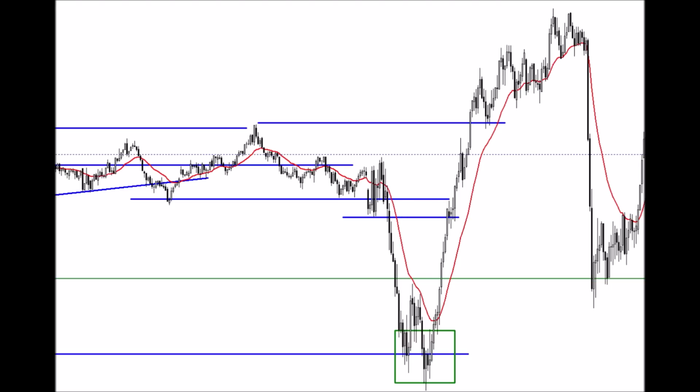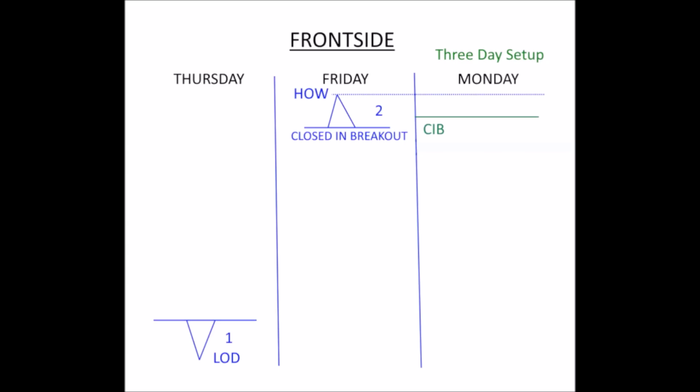Let's go back to our template. Thursday, peak formation. Friday, peak formation. One of those can be our high or low of the week extreme. And then a market that closes in breakout at the highest extreme or the lowest extreme into a new week. That can give us a signal heading into our Monday for a 3-day setup.